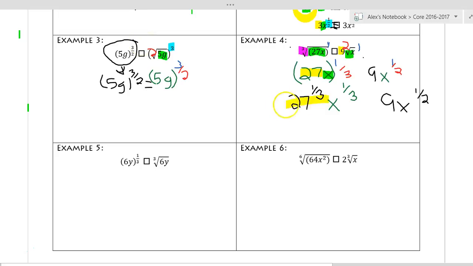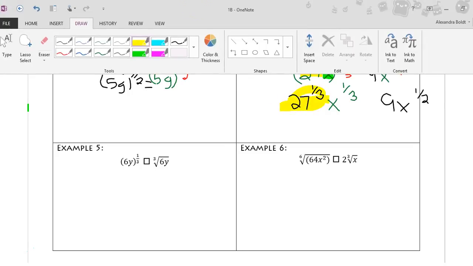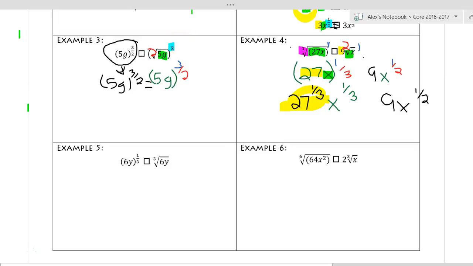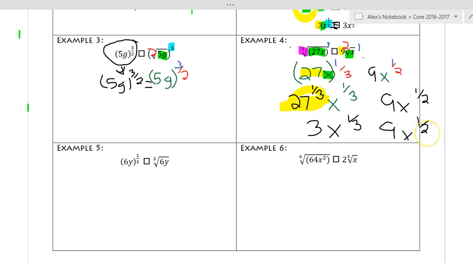Then the last thing I have to do here is find what 27 to the 1/3 is, since that's a real number. 27 to the 1/3, you should get 3x to the 1/3, and I have 9x to the 1/2. So now we can see these things are not equal.